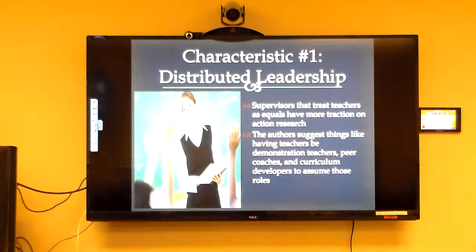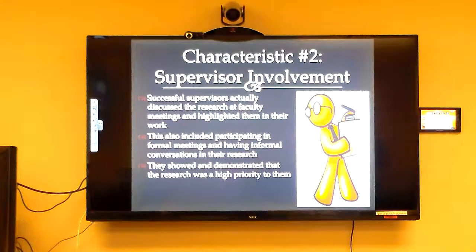Teachers have to be demonstration teachers, peer coaches, and curriculum developers, and they need to be involved in the process. They need to inform the principals on really what the data says, because they're the ones on the front lines. They're the ones in the classroom. They're the ones working directly with the teachers. Supervisors should be involved, and they should highlight work that's going on in the classroom, and they should really be a way to disseminate it to the rest of the teaching staff.